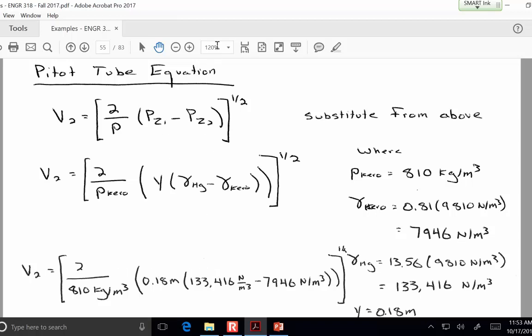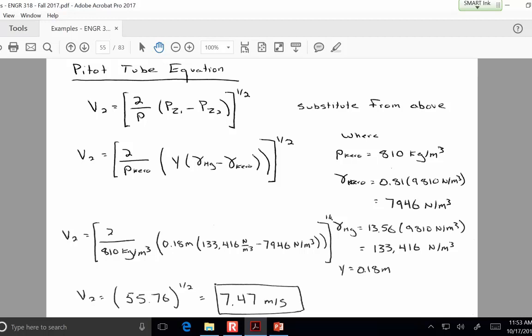And so I hope what you got on this one was that the velocity at 2 is 7.47 meters per second. So this is a relatively easy way of measuring the flow rate through the pipe. Because if we know the velocity, we'd simply multiply the cross-sectional area by that velocity, and that would turn it into a volumetric flow rate. Okay, do you have questions about that example?